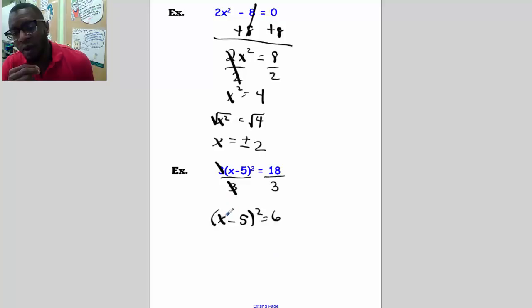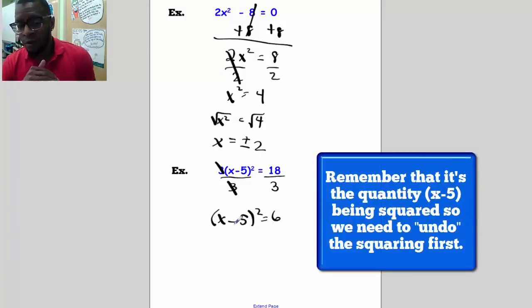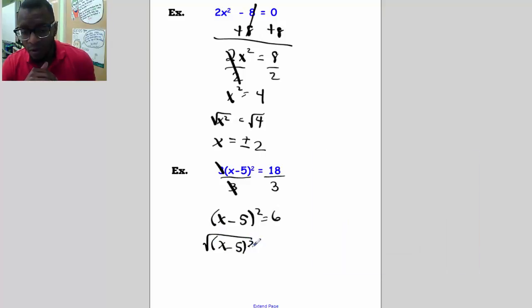Now, I need to get rid of this square first. Don't make the mistake of trying to add 5 first. First, I need to get rid of this square, and then I will deal with the minus 5. So the first thing we're going to do is take the square root of x minus 5 squared and the square root of 6.